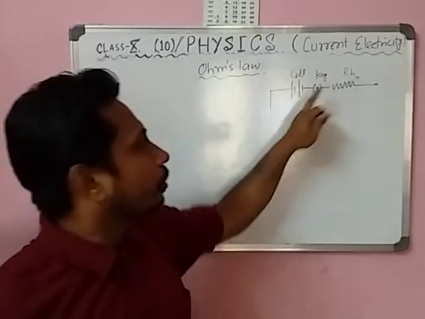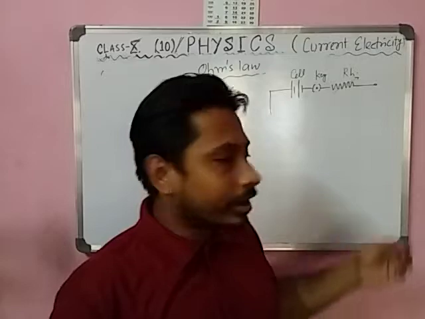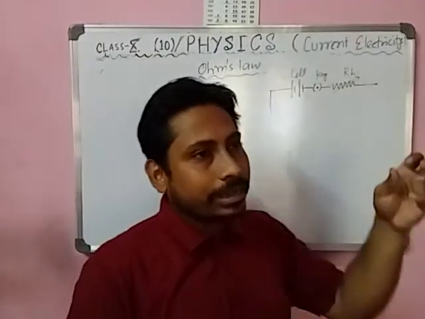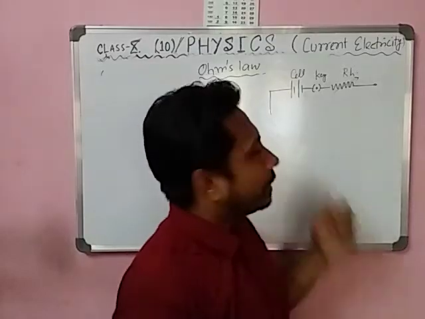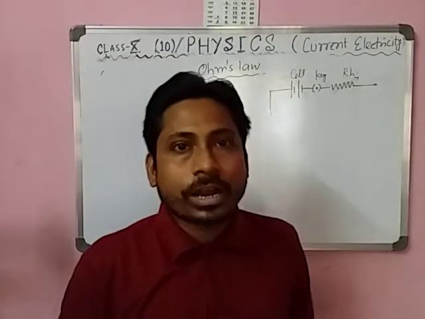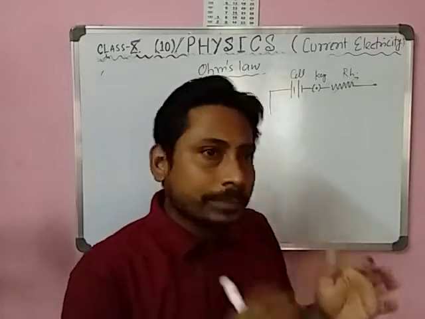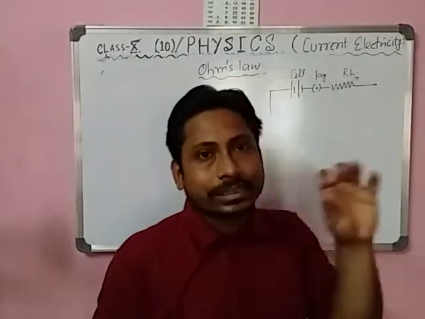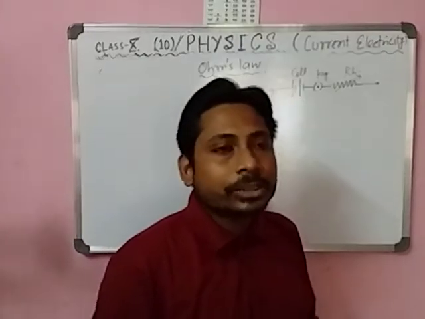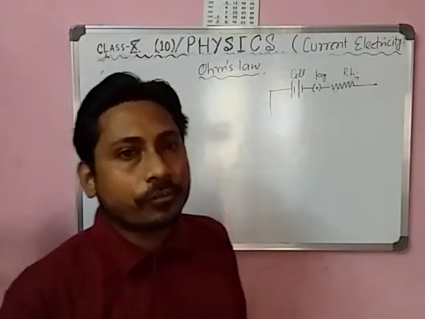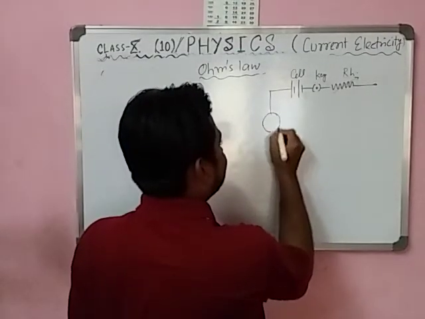We use the rheostat to vary the current by varying the resistance, like the regulator of a fan. If you adjust the regulator, sometimes you pass more current, sometimes less current, so that you can adjust the speed of the fan. Similarly here, if you adjust the rheostat, meaning the resistance, then you can adjust the current, so that you can send different amounts of current. And current is measured by the ammeter, as I told you.